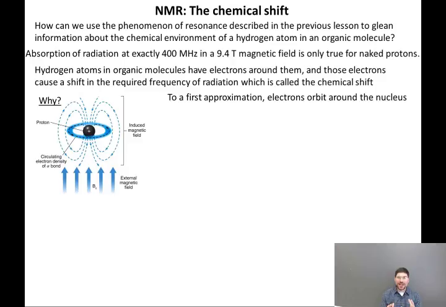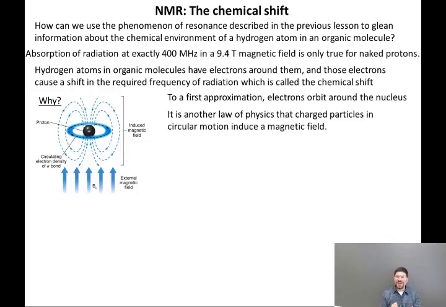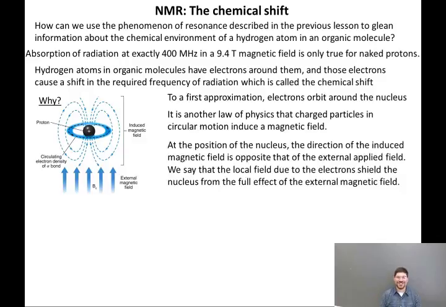Well, to a first approximation, and anybody who's a quantum mechanics guru is probably going to hate me right now because I'm simplifying this considerably, to a first approximation, we can say that electrons orbit around the nucleus. I know you learned in general chemistry that that's not what really happens, but let's just make that approximation right now, okay? Go with me here. So it's another law of physics that charged particles in circular motion will induce a magnetic field. Okay, I'm not going to derive that. I'm going to leave that to the physics professors.